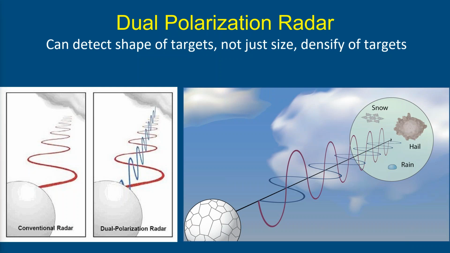So what that means is instead of only giving us an idea of the size of the target, now we have an idea of the shape. And if you look at the radar example here, a raindrop is going to look a lot different than a hailstone, which is going to look much different than a snowflake with this dual polarization radar.